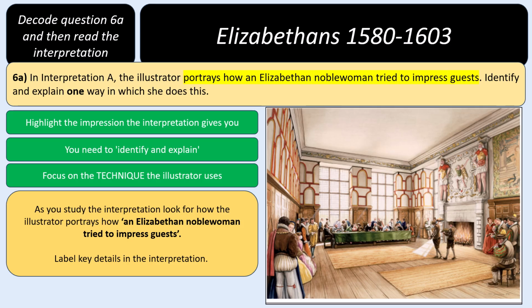You need to identify and explain. Now, one tip for this is to really try and focus on the technique the illustrator uses. So why do they choose certain things within the illustration? Or if it's a written interpretation, why have they chosen certain words? So you want to be looking out for the interpretation. Actually label this in the exam. So highlight words, or label if it's a picture interpretation, how is she trying to impress her guests?